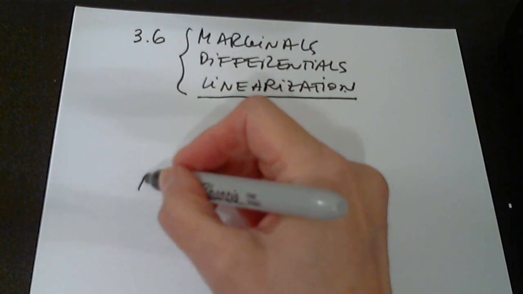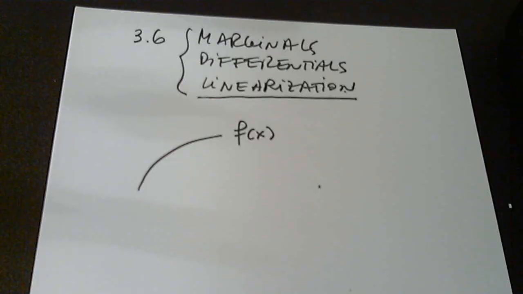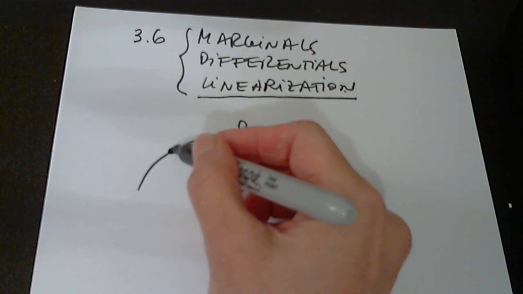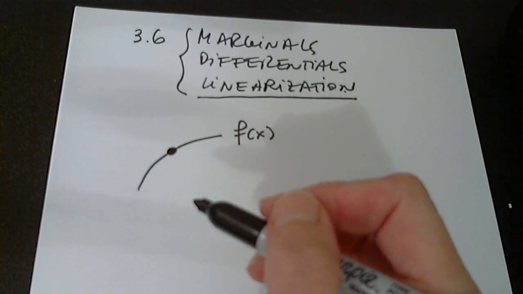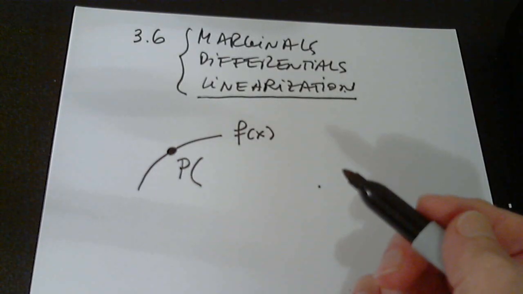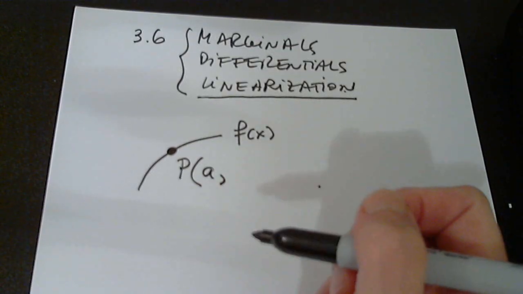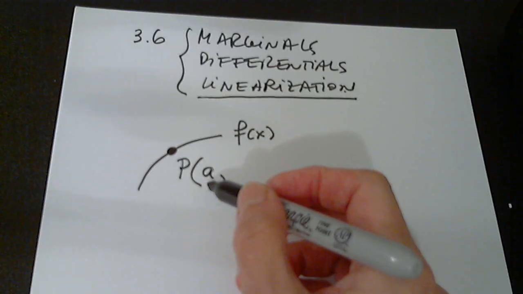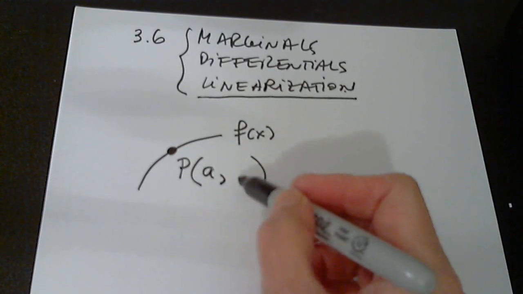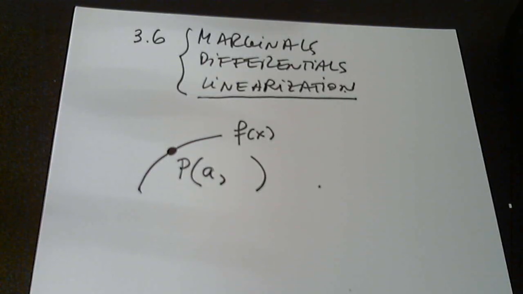Let's take a look at the following function. Now I have a function f of x, and we have a point on this function. Let's call it P. Let's say coordinates a, comma. Can anyone give us the y coordinate? If x is a, what will the y coordinate be if the point is on the graph of the function?